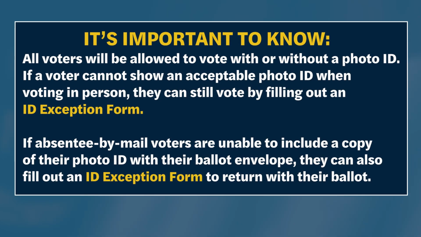It's important to know that all voters will be allowed to vote with or without photo ID. If a voter cannot show photo ID when voting in person, they can still vote by filling out an ID exception form and voting a provisional ballot. If absentee by mail voters are unable to include a copy of their photo ID with their ballot return envelope, they can also fill out an ID exception form with their ballot.